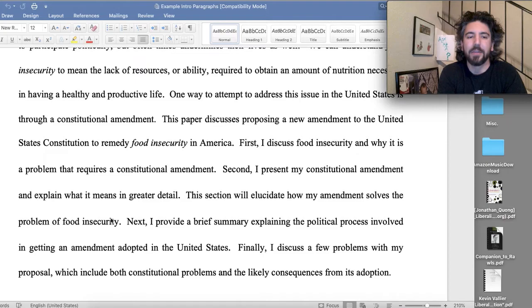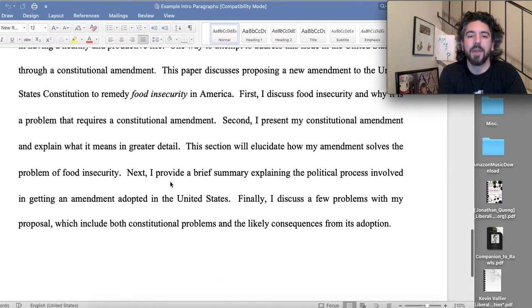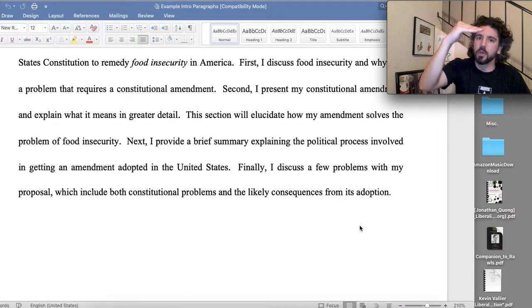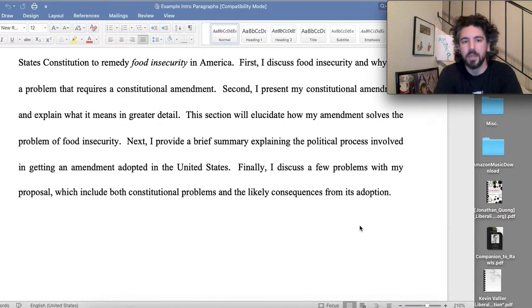So again, I'm reminding the reader what we're talking about. Next, I provide a brief summary explaining the political process involved in getting an amendment adopted in the U.S. Finally, I discuss a few problems with my proposal, which include both constitutional problems and the likely consequences from its adoption. So what you'll notice is I just go through the aspects of the prompt. That's the way I want everyone to write.